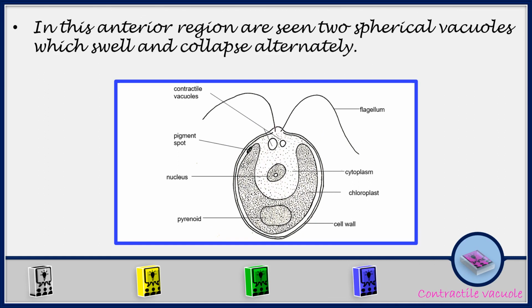In this anterior region are seen two spherical vacuoles which swell and collapse alternatively. Here we have these two spherical vacuoles. They swell and collapse alternatively. They are situated nearer to the flagella at the anterior region.